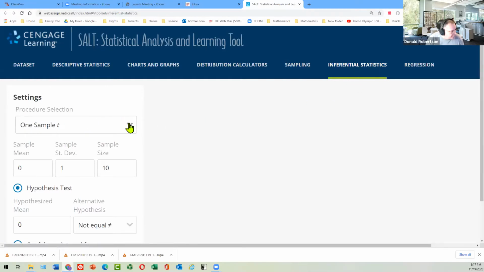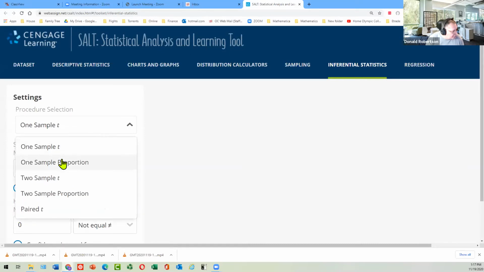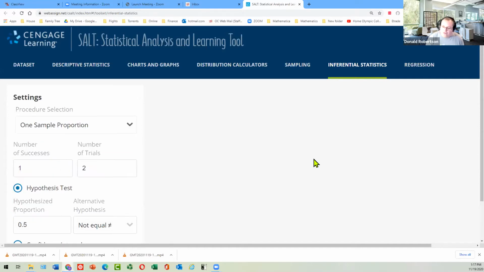procedure selection. When you click in this, there's a number of choices, but the one we want is called one sample proportion. So you pick that one. Now they have a funny way of saying it, but number of successes and number of trials. In this story, we went and asked 120 people, and 78 said they had a home that they owned and lived in. Do you see where those two numbers are then? 78 out of 120 in my sample owned their home.